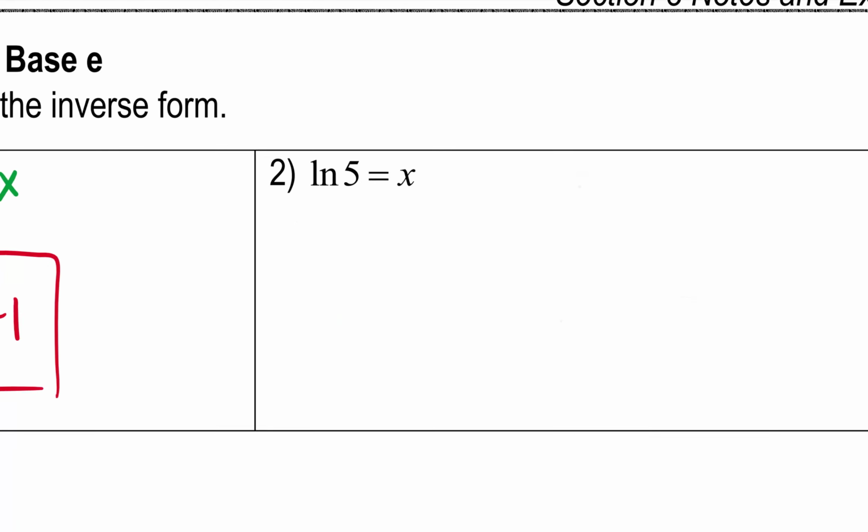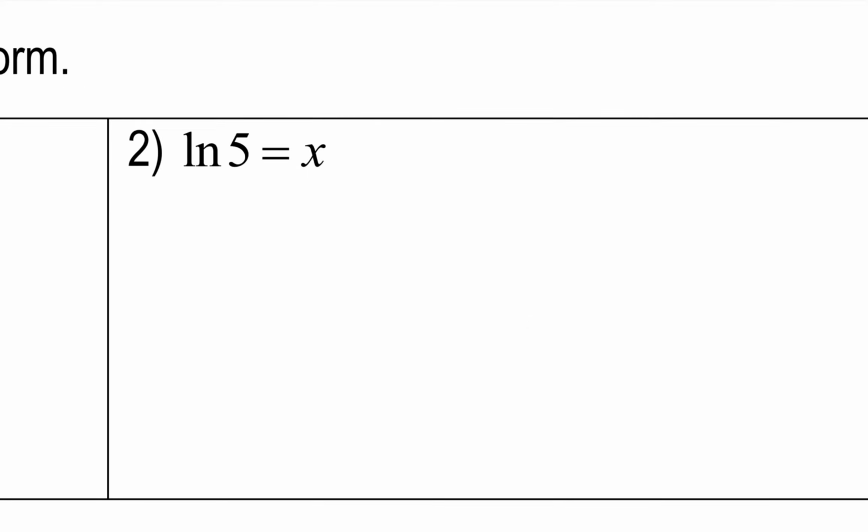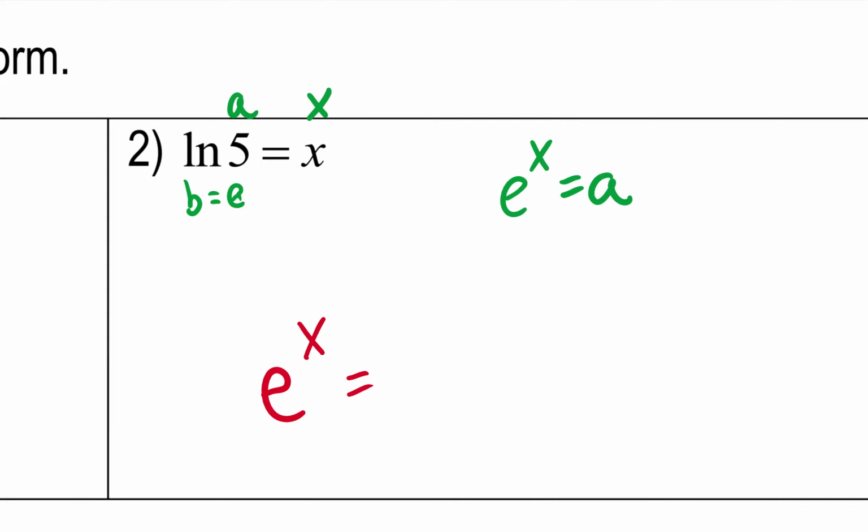Alright, number 2. Now I'm going to convert the other way. So here's where you have to remember, every time you see natural log, that means your base is E. That might look confusing, but base is E, which means this is my A, this is my X, and so I would write E to the X equals A. So my answer, because it's natural log, is E to the X equals 5. And that would be my answer.